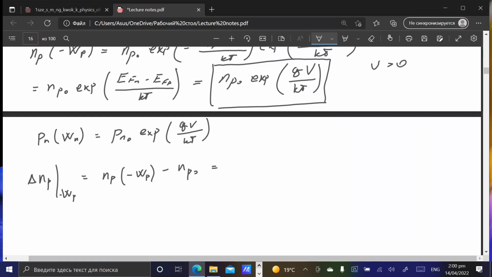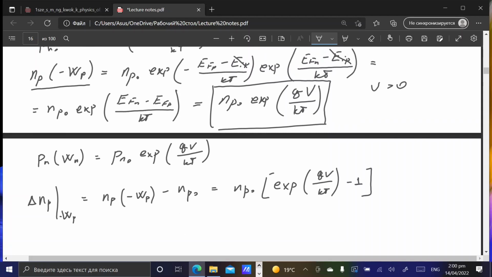And eventually we get Np naught times exponent QV divided by KT and minus 1, because Np at minus Wp is equal to Np naught times exponent, and here we just have Np naught, so we take out of parentheses this Np naught and we get exponent Q times V divided by KT minus unity. So that is the concentration of excessive non-equilibrium charge carriers at this interface.